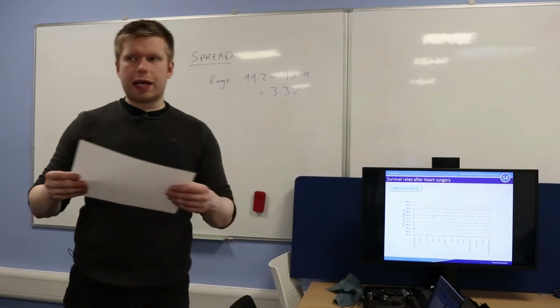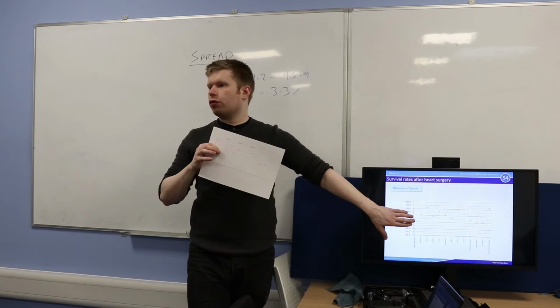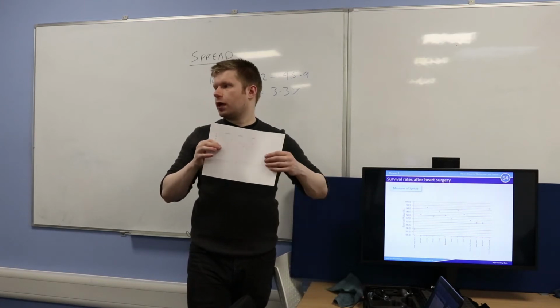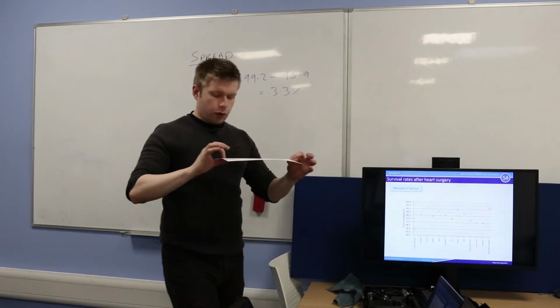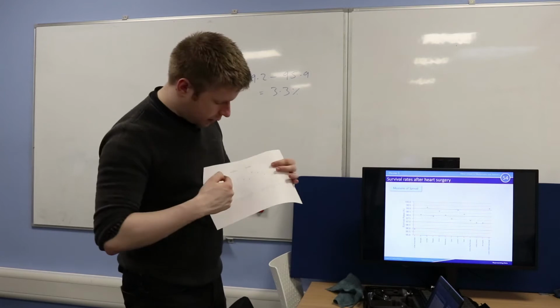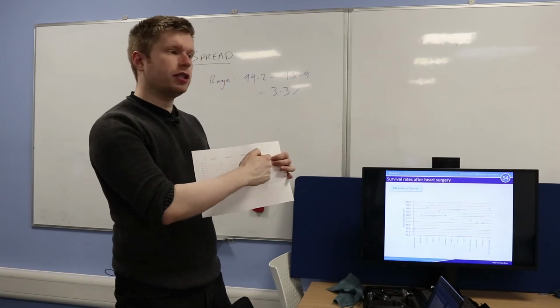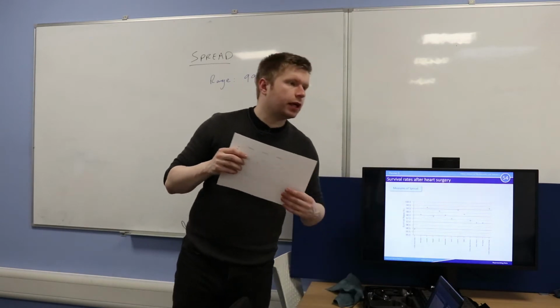So coming round is a sheet that is literally exactly the same as what is on the board, what is on the screen. Along the bottom you have the different hospitals, and along here you have the survival rate. I've numbered them as X1 through to X13, and each one of these represents each different hospital.